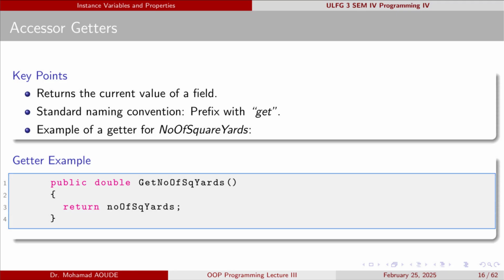Now let's focus on the first piece of a property, the getter. The getter is an accessor method whose job is to retrieve the value stored in a private field. Notice, it's a method that simply returns the value of the private field. The naming convention is to start with get, followed by the name of the field. Key idea, getters give read-only access to private data without letting external code modify it directly. This is a crucial part of encapsulation, controlling access to the object's internal state.